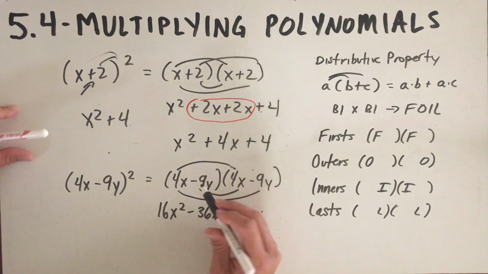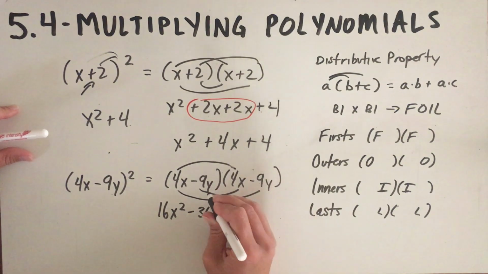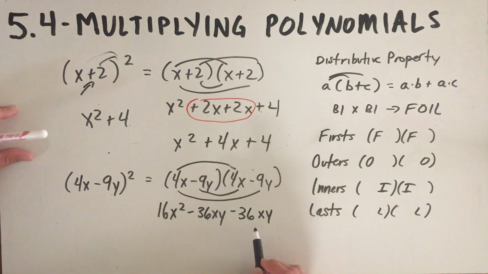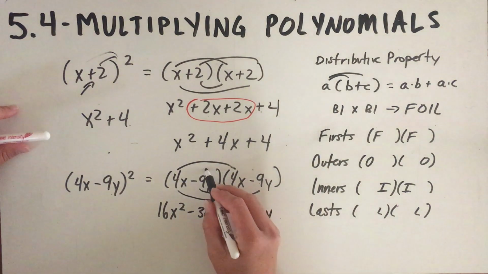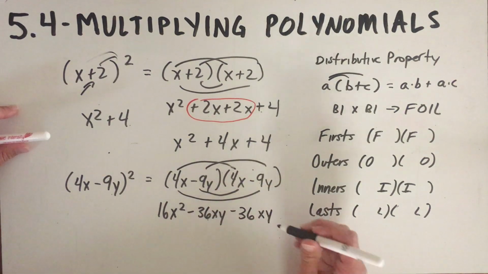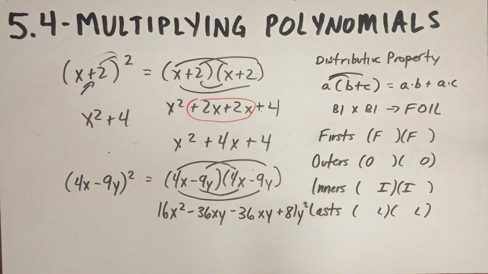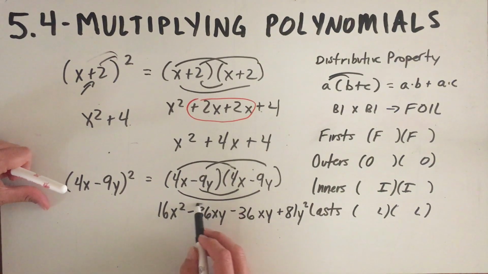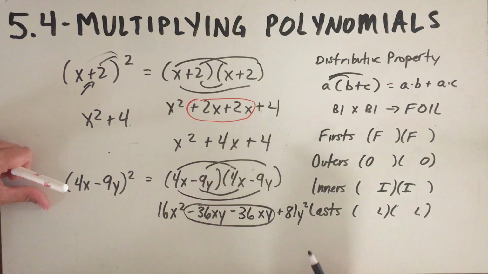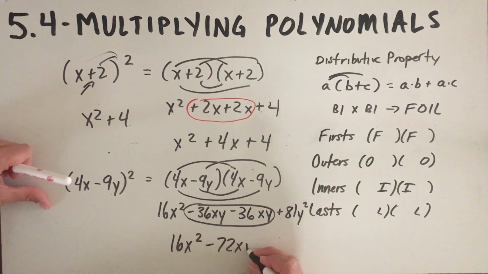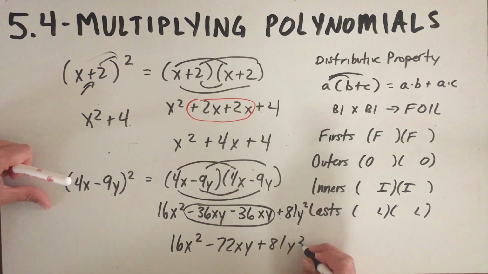I have the same thing here. Negative 9 times 4 is a negative 36. y times x. Remember that when we're writing y times x, we're just going to write it as xy because the order doesn't matter. I can switch them around so that the format is always the same. Okay, and then negative 9 times negative 9 is a positive 81, and that's going to be y squared. Sorry, that's really close there. y squared. Okay, so then I can sum these together. Again, notice that there are two of these terms right here that are exactly the same. So I get this 16x squared minus 72xy plus 81y squared.